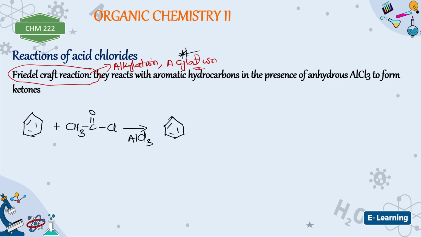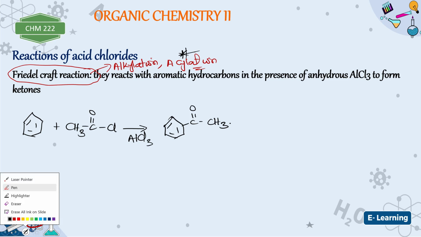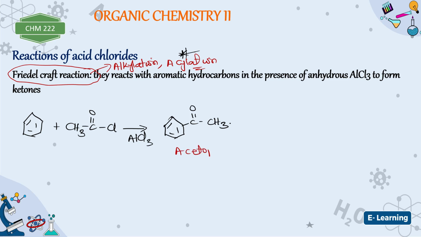So if you want to learn the mechanism of action, you have to learn it very well, how the ion is formed and then it attacks and then hydrogen is removed and then the other bonds kick in and so on and so forth. But this is going to form a ketone. Now what ketone is this? It forms acetophenone.